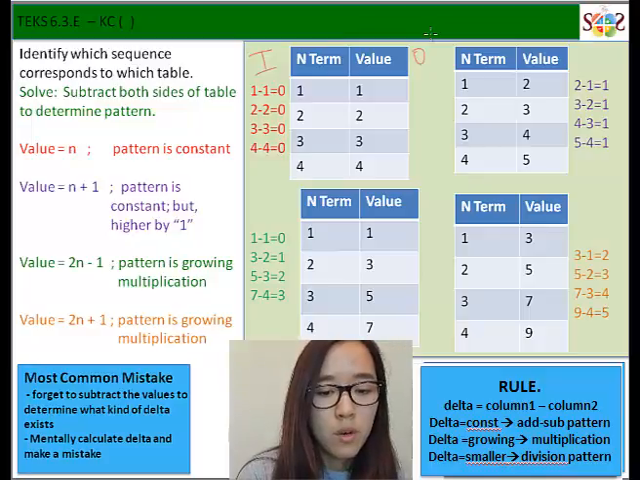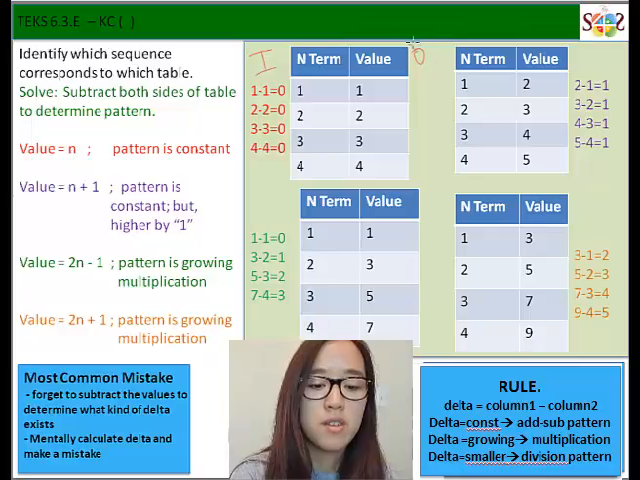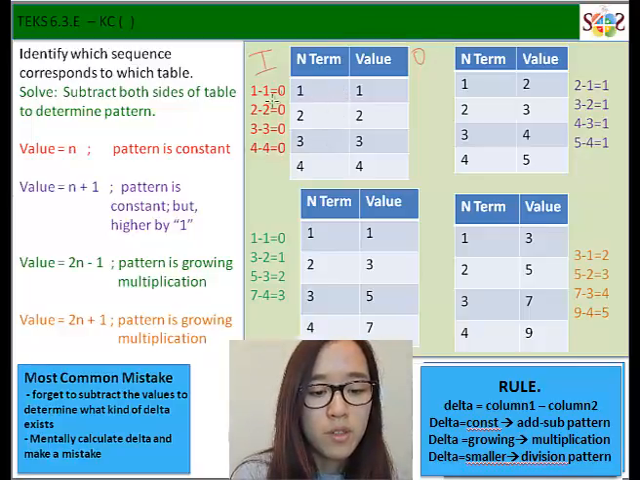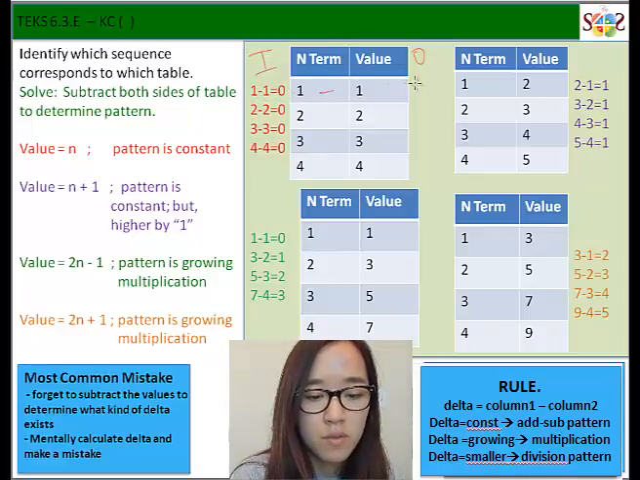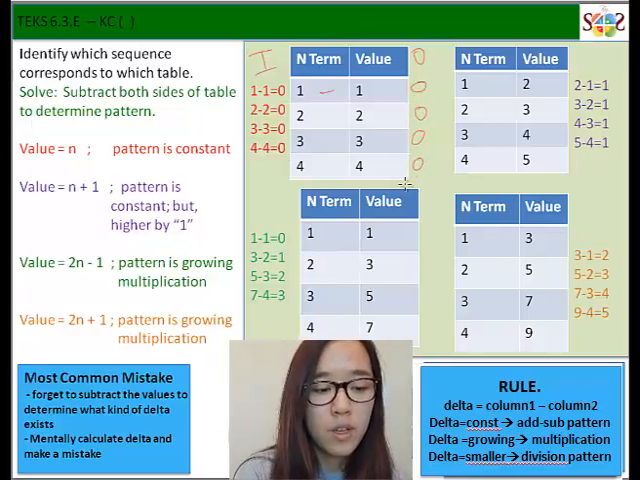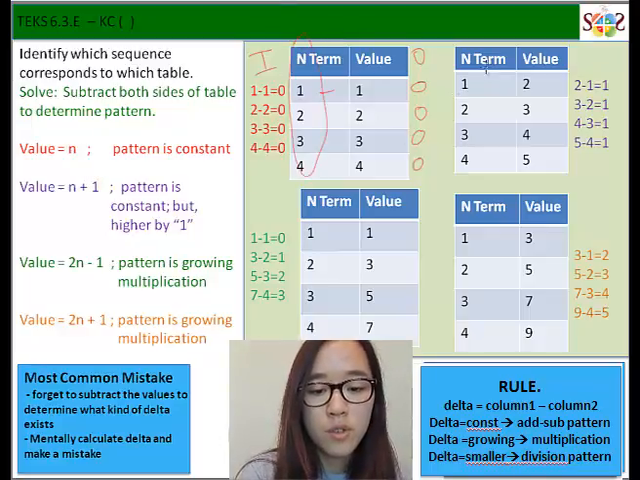So a good way to try to find simple sequences that correspond to the numbers in these tables is to use subtraction to determine the pattern. So we see here that 1 minus 1 equals 0, and 2 minus 2 equals 0, and 3 minus 3 equals 0, and 4 minus 4 equals 0. So we see we have a constant pattern, so the value is just n, which is this whole column right here. So let's look at our second table.